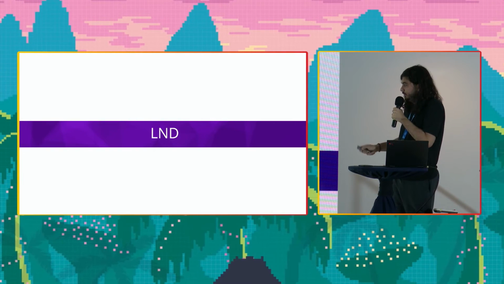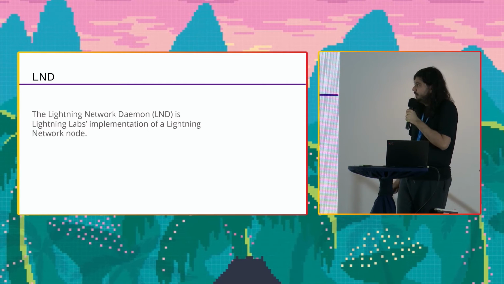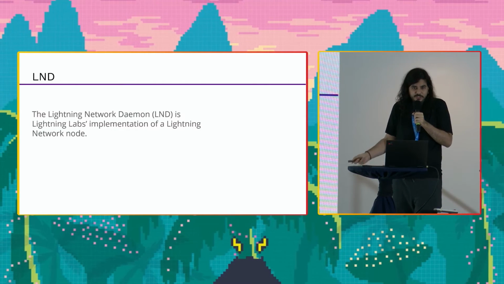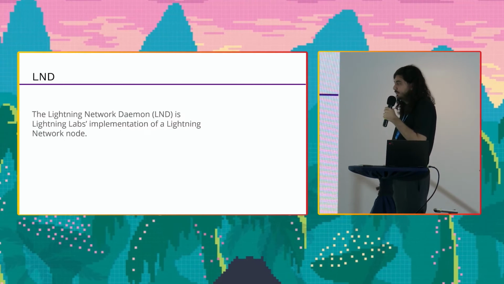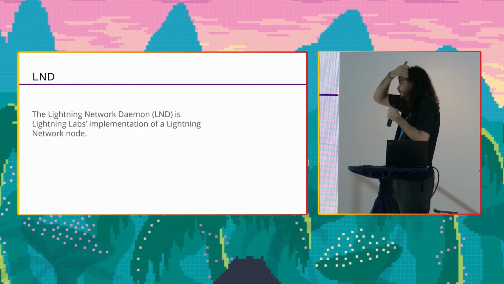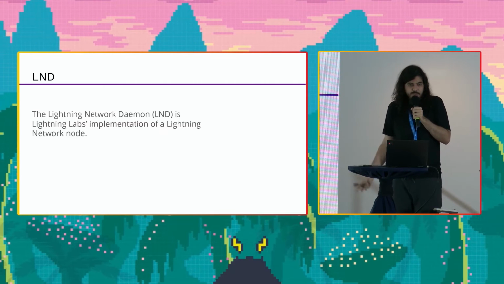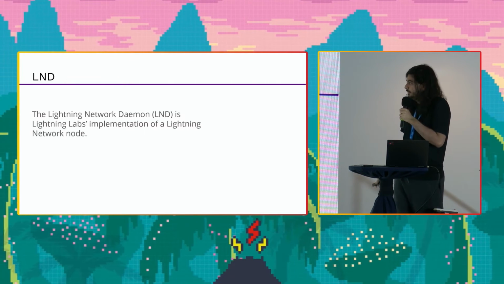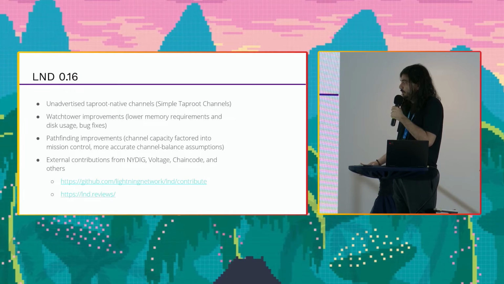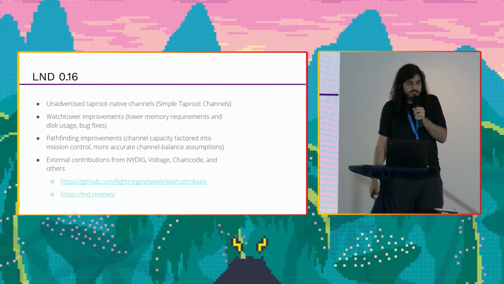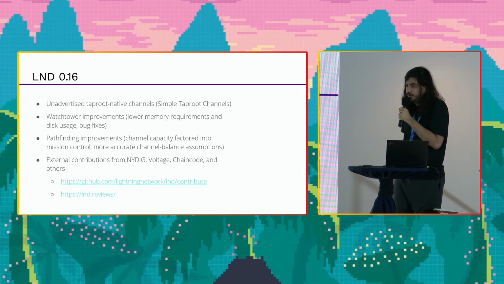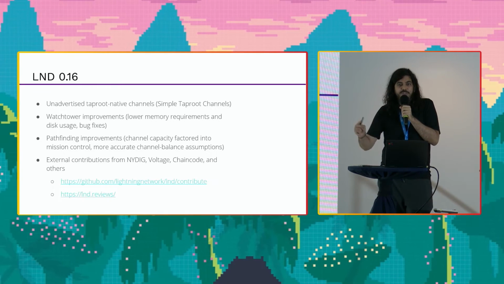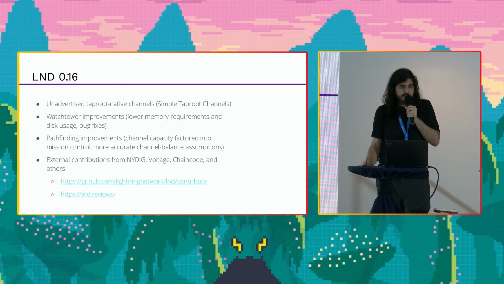And then LND, I think this is the most known of all the products that I mentioned here. It's our Lightning Labs implementation of a Lightning Network node. And some of the things that we're planning for LND 0.16 are simple taproot channels. So it will be the first step into the taprootization of Lightning.